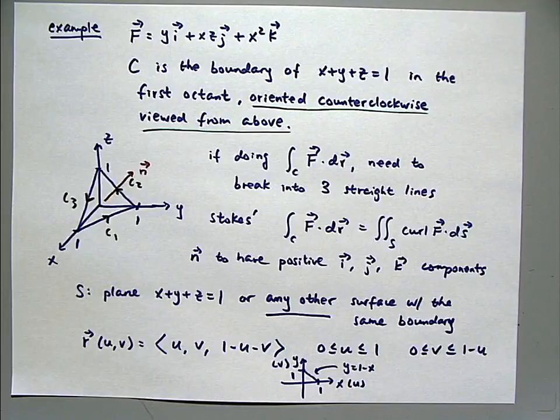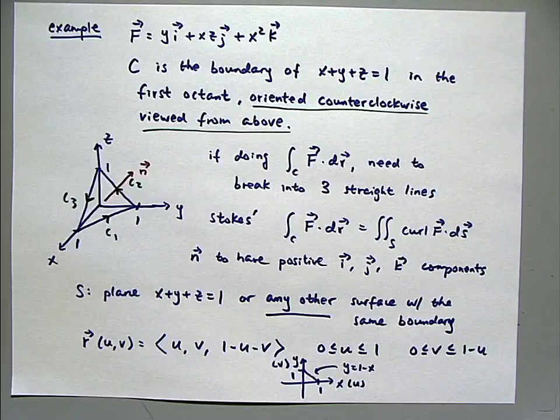Now, is that oriented correctly? Yes. Because remember, based on the picture and based on the orientation of C, we wanted to point away from the origin. That meant that all three components have to be positive. And here we got 1, 1, 1. So yes. Perfect.